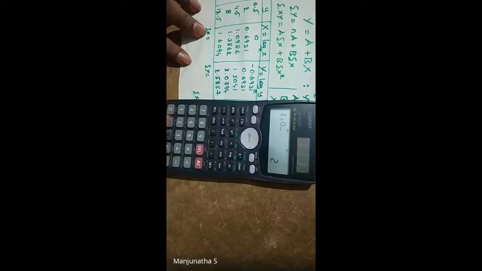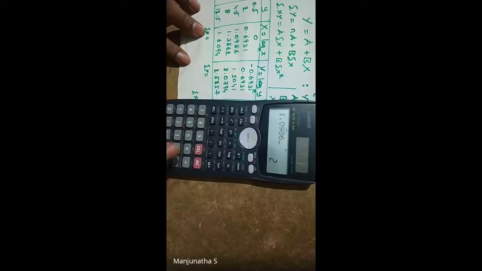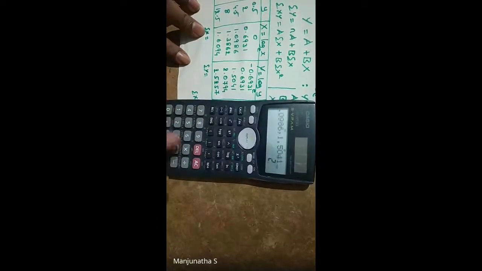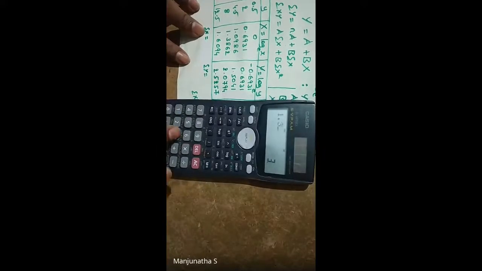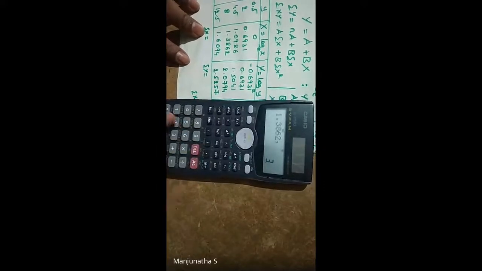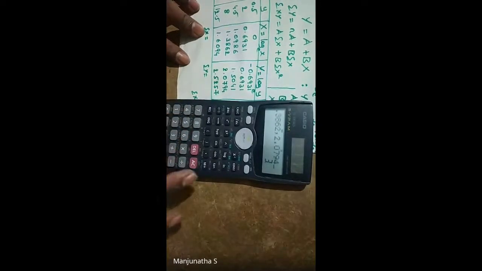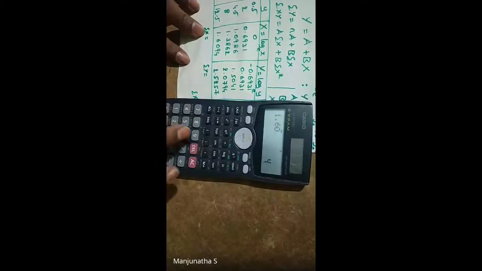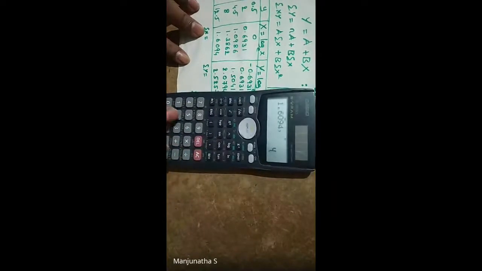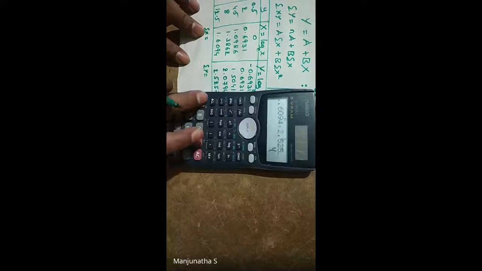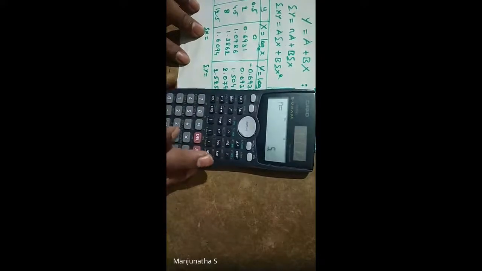Third entry 1.0986, comma 1.5041. M plus, so 3 data. Fourth one 1.3862, comma 2.0794. M plus, so 4 data. Fifth data 1.6094. So slowly only I am doing, so you need to follow. Comma 2.5257. M plus, so number of entries is 5.